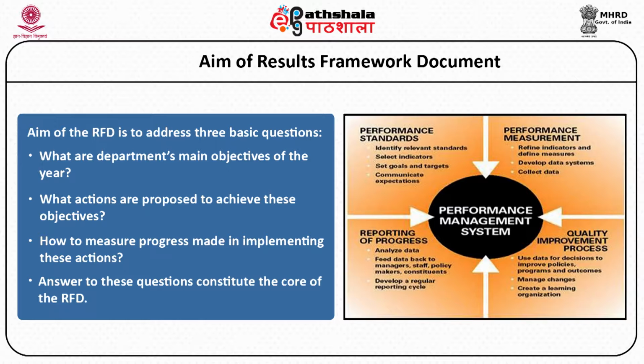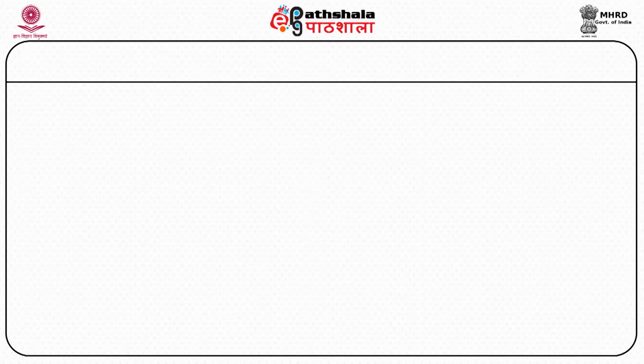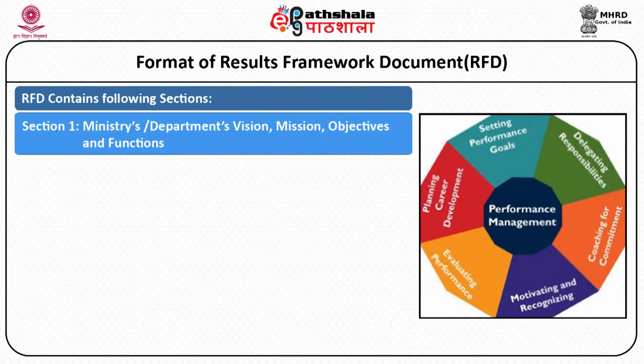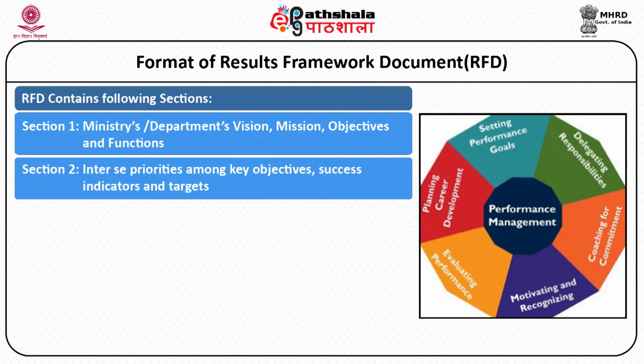Format of Result Framework Document. RFD contains the following sections. Section 1, Vision and Mission of the Department or the Ministry. Section 2, Inter-se priorities among key objectives, success indicators, and the targets set by the department or the ministry.